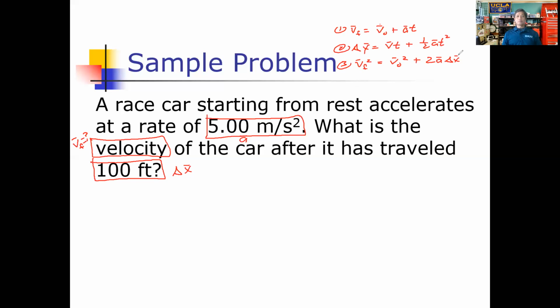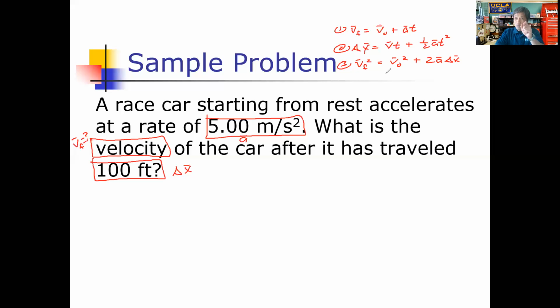Right now we want to solve for V final. So equation number 2 won't do it for us. But if you take a look at this, we have equation number 1 and equation number 3. Let's take a look at what we have here. For equation number 1, we need V initial. We don't have that. For equation number 3, we need V initial. We don't have that either.